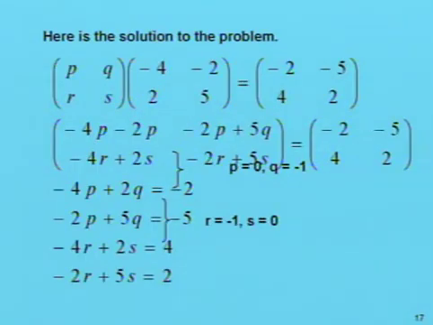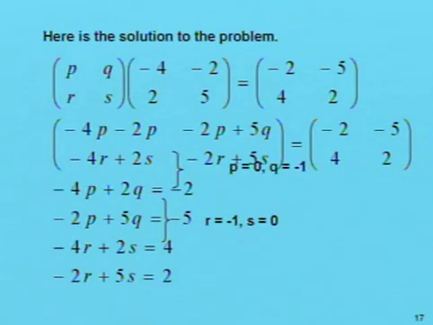Here is the solution to the problem. PQRS, one matrix, (-4, -2; 2, 5), the other matrix, we multiply the two, which will give us (-2, -5; 4, 2). Multiplying out the left-hand side, we'll have -4p + 2q, -2p + 5q, -4r + 2s, -2r + 5s, and that will be equal to what is on the right-hand side, (-2, -5; 4, 2).